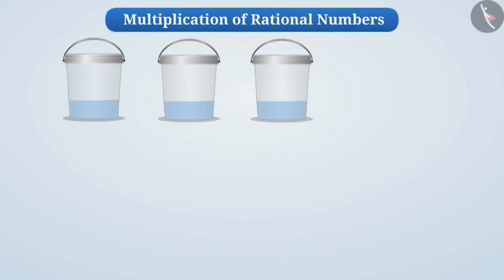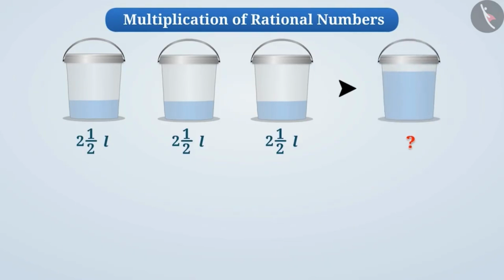Suppose we take 3 buckets and fill each bucket with 2.5 liters of water. If we mix the water of all the buckets, to know how many liters of water we will have, we need to find the result of 2.5 plus 2.5 plus 2.5.